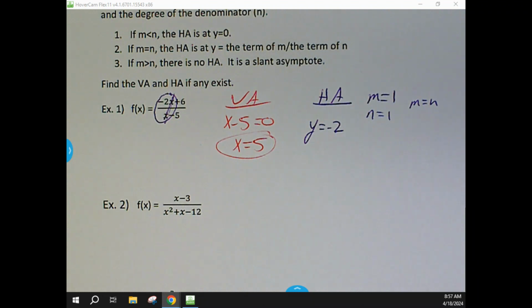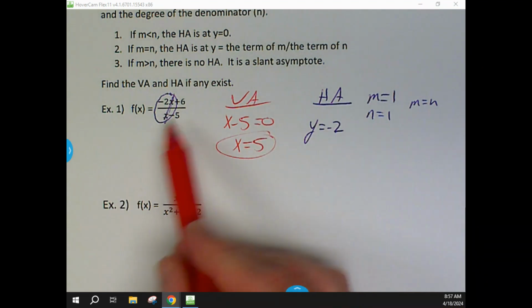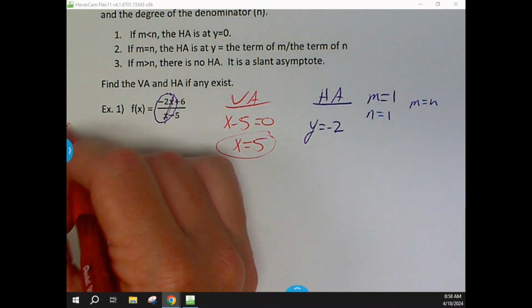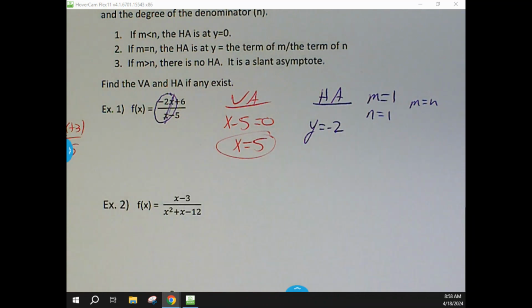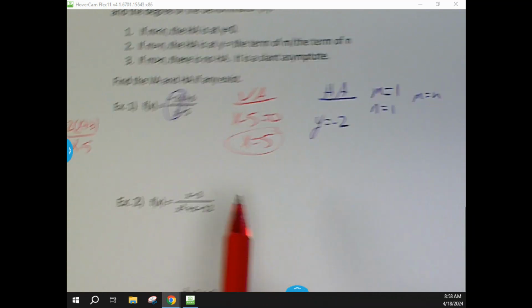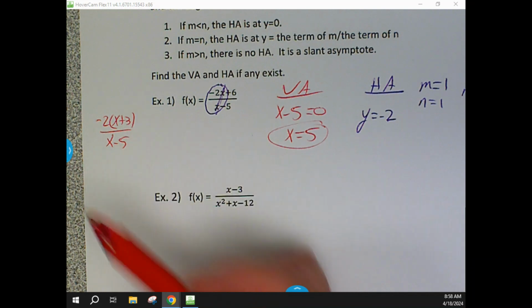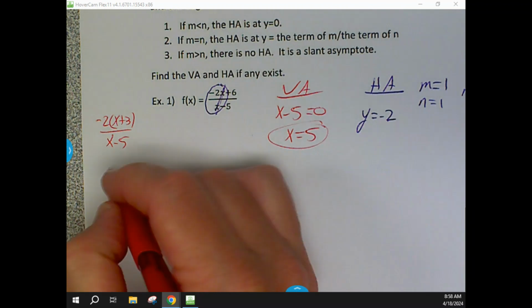The only thing we've got back here, some of these they may ask, is this vertical asymptote removable? For that, the only thing you could do is factor out a -2. The only way that this thing would be removable is if you could cancel something out over here. We're not able to cancel, so this thing is not removable.